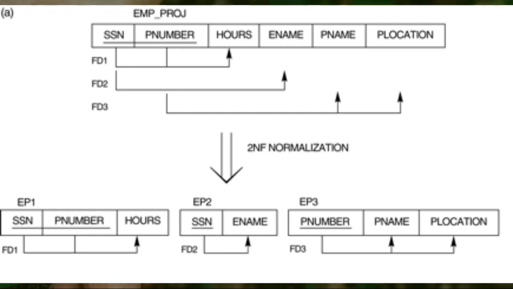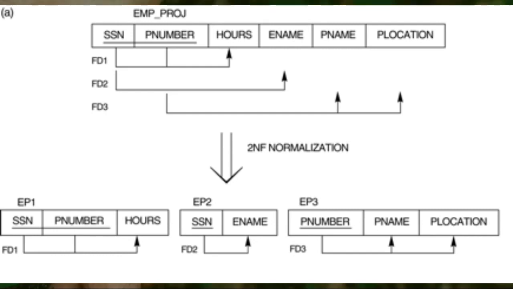Okay. SSN and the project name is the key, right? And in the second normal form, what we say is all the non-prime attributes must be identified by the prime attributes. Only prime attributes determine all the non-prime attributes. Okay, so the key should determine all the other non-prime attributes.